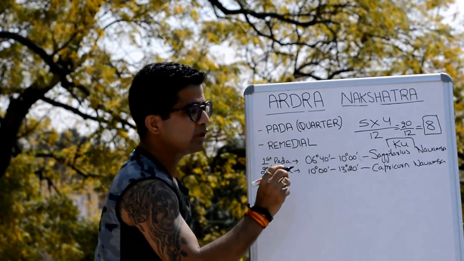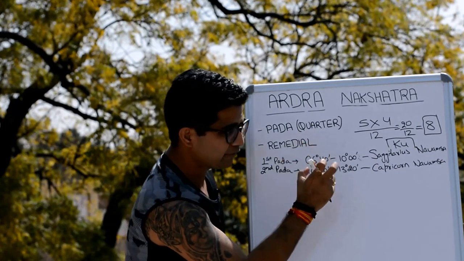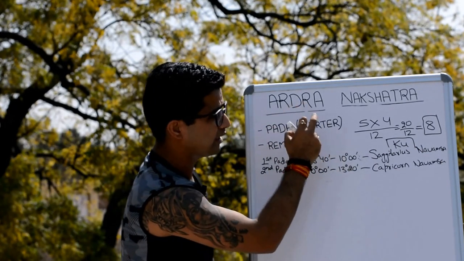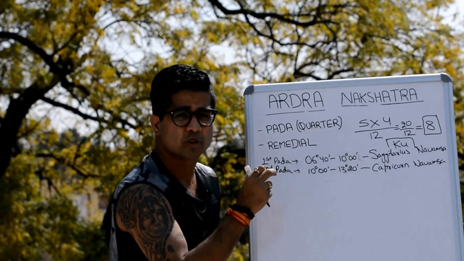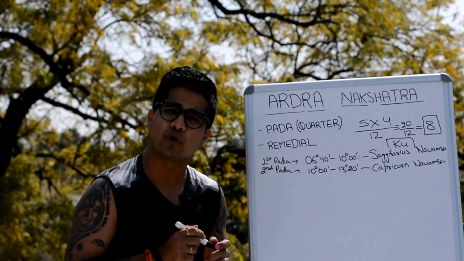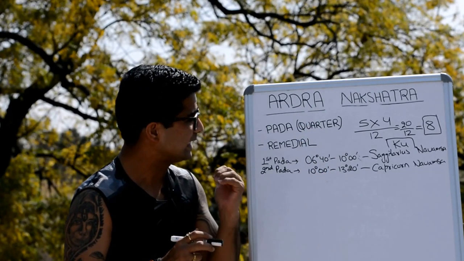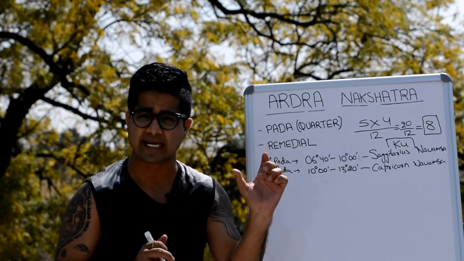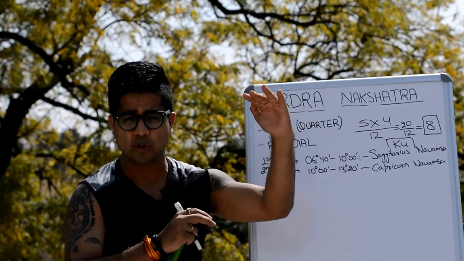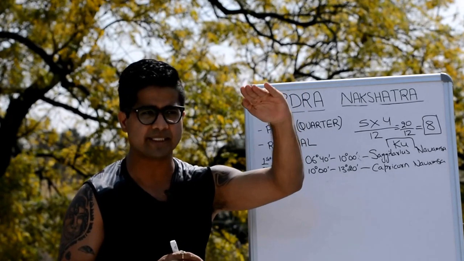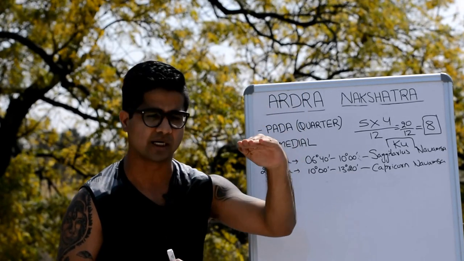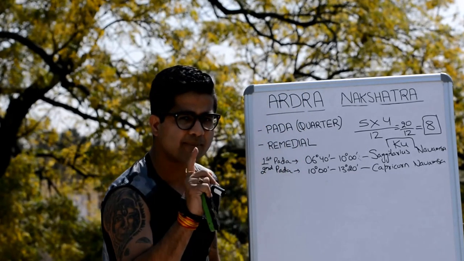Now this will remain a very intense manifestation of the energy of Ardra at this particular portion. So let's say, for example, at the time of your birth, your moon was in the 11th degree of the Gemini zodiac sign. That means your moon was in Gemini, within Gemini it was in Ardra, and within Ardra it was in the second pada at the time of your birth.